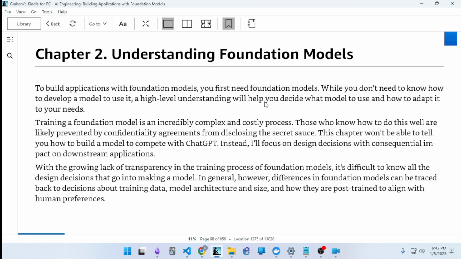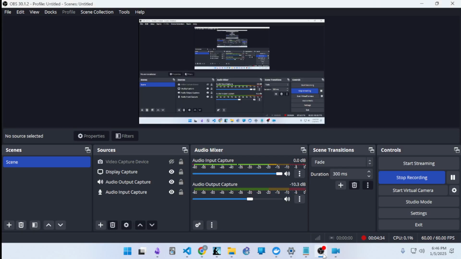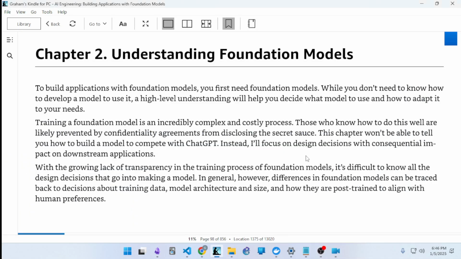Chapter 2, Understanding Foundation Models. To build applications with foundation models, you first need foundation models. While you don't need to know how to develop a model to use it, and I'll do a sound check because these videos do not have sound. All right, a high level understanding will help you decide what model to use and how to adapt it to your needs. Training a foundation model is an incredibly complex and costly process. Those who know how to do this well are likely prevented by confidentiality agreements from disclosing the secret sauce.